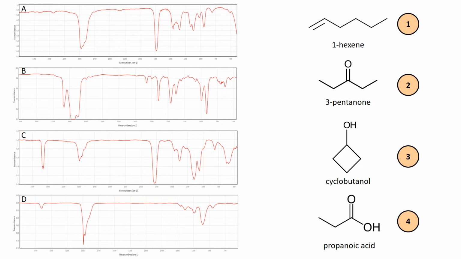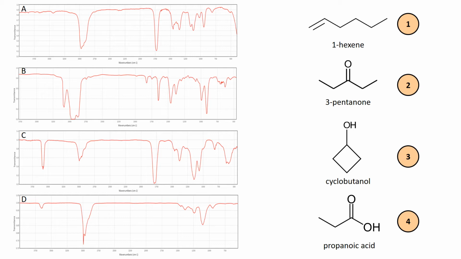The remaining 3 compounds then have those carbon-oxygen bonds, either in the form of a carbonyl group, so a carbon double bonded to an oxygen, or in the form of an alcohol group, an OH, so a carbon bonded to an oxygen in an alcohol group.